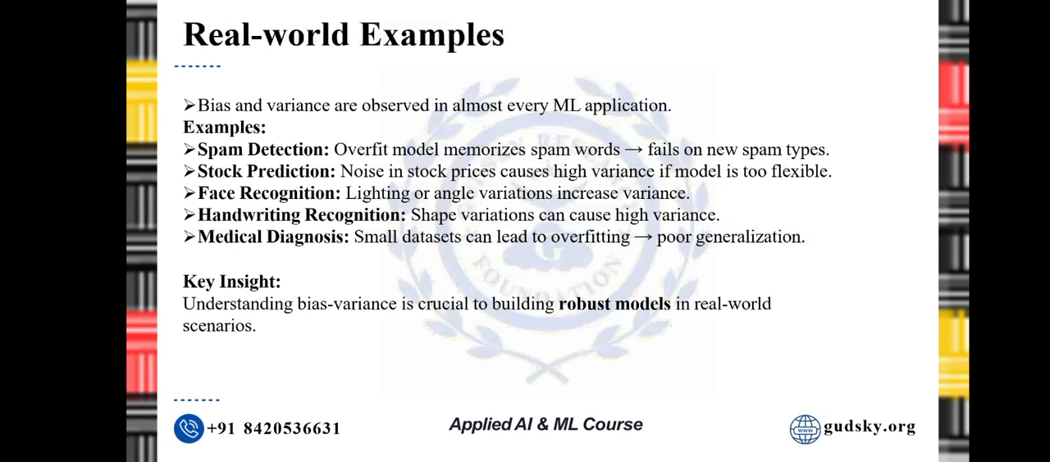And face recognition. If the model performs well only on training photos but poorly on new angles or lighting, that's overfitting. Handwriting recognition, if the model is too simple, it misses letter variation, that is underfitting. Medical diagnosis, small datasets can easily lead to overfitting. The model works on training patients but fails on new ones. So yes, understanding bias variance isn't just theory, it's the secret behind every successful AI model deployed in the real world.